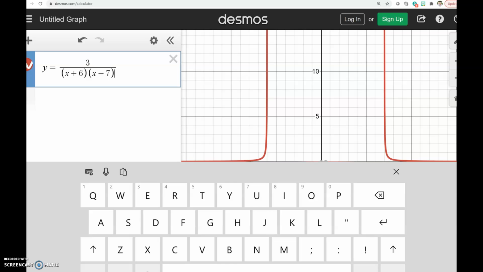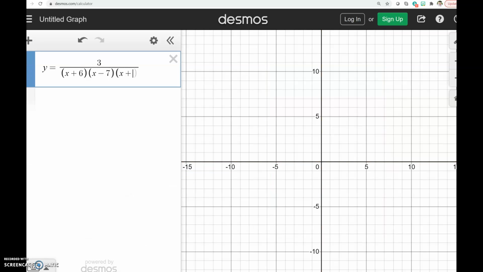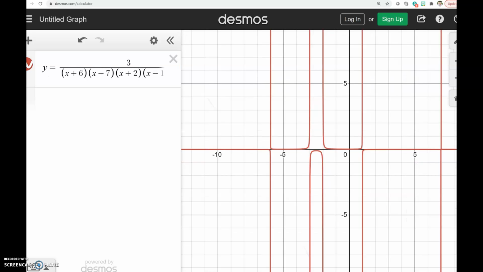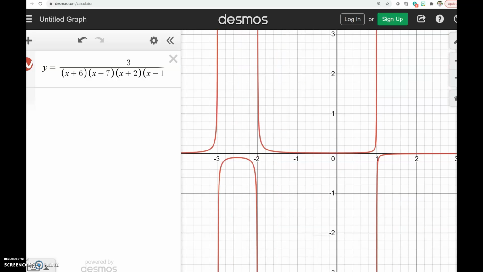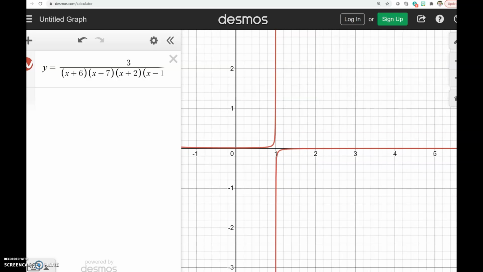I know this is just me kind of being a dork here, but we could go in here and do x plus 2, x minus 1, x plus 3, however many you want, and then you've got this multiple hyperbola thing with all of these little doodads. It's fun. Or maybe I'm just a dork.